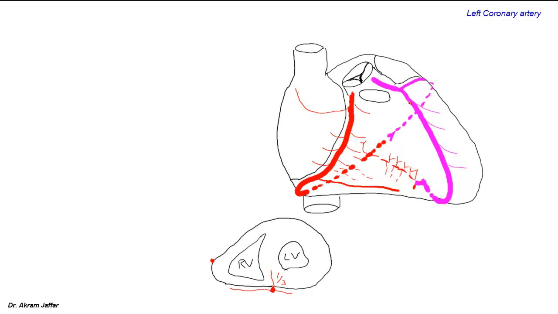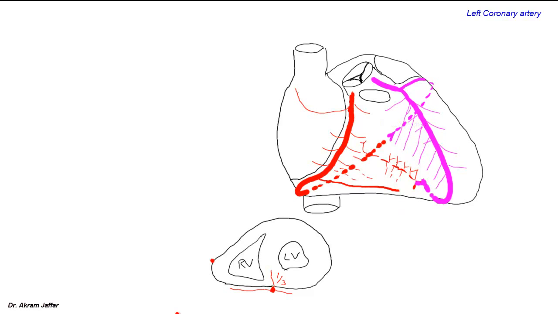Also it supplies smaller ventricular branches to the right ventricle, a left conus branch that supplies the infundibulum of the right ventricle, and it also supplies septal branches that pass into the substance of the interventricular septum. These septal branches are longer than the septal branches of the posterior interventricular artery, and they supply the anterior 2/3 of the interventricular septum, including the AV bundle.